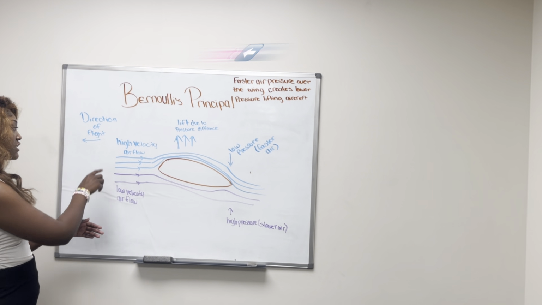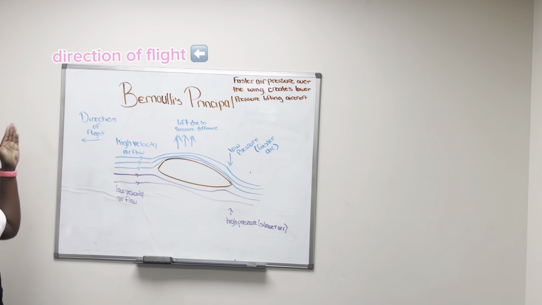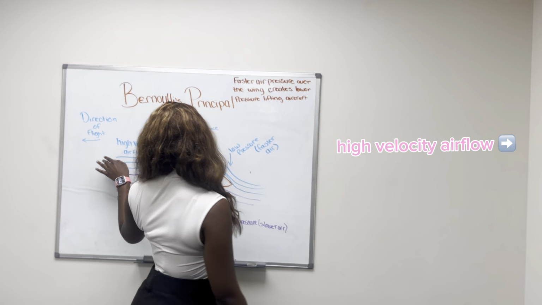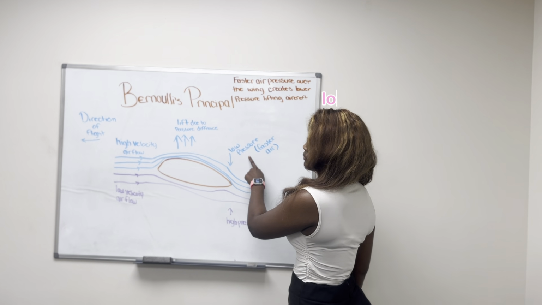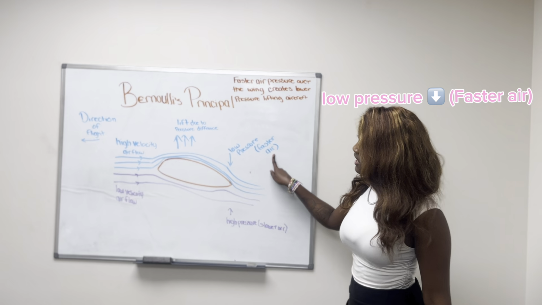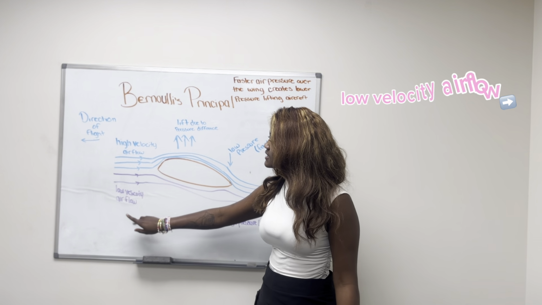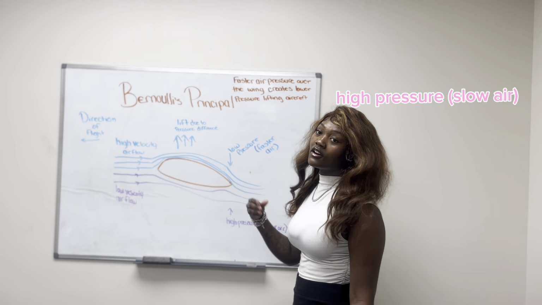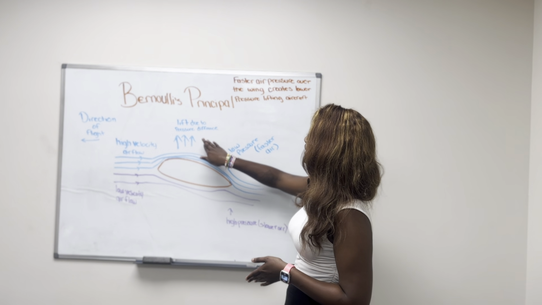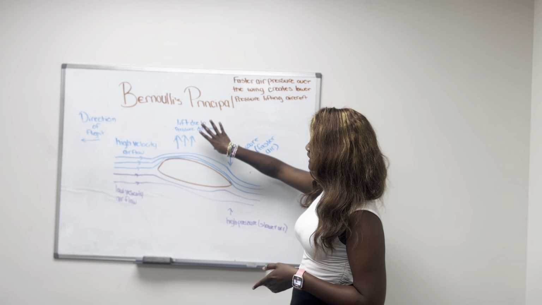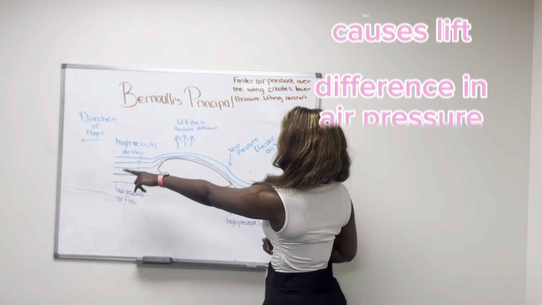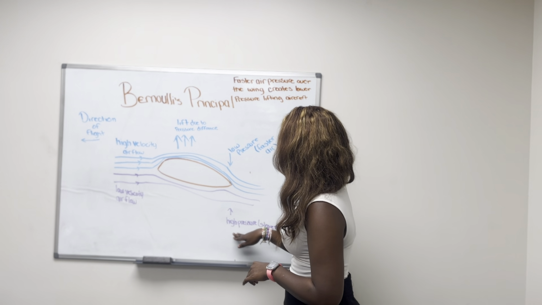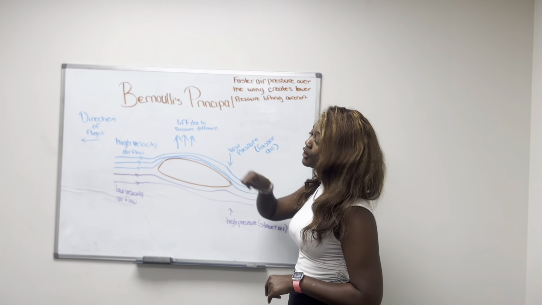So here we have our direction of flight. We're heading this way. And so when you're heading this way, of course, the wind will be flowing towards you. So here we have our high velocity airflow, which flows this way over the wing, which creates a low pressure, and that low pressure is faster air. And then on the bottom, we have a low velocity airflow, which flows underneath the wing, creating a high pressure, slower air. And those two pressures, of course, are different, higher and low pressure, and that is what causes the aircraft to lift over the wing. As you see here, the high velocity airflow goes over the wing, creating that low pressure, and the low velocity airflow forms that high pressure, which creates lift.